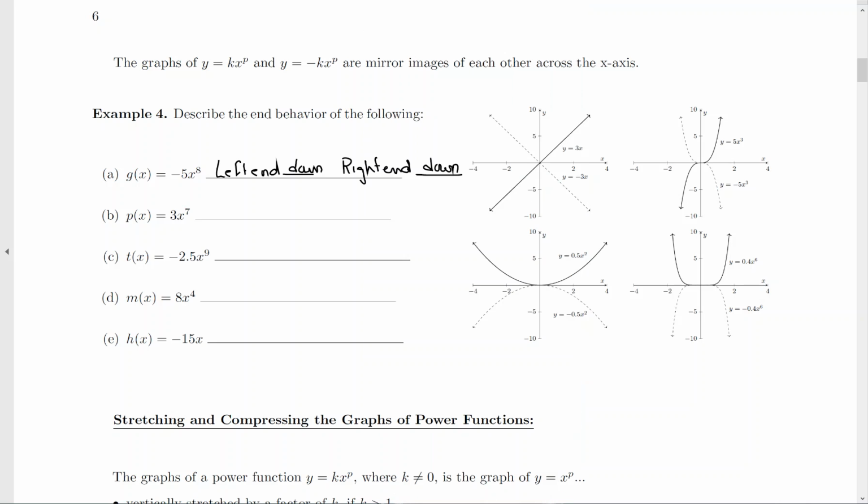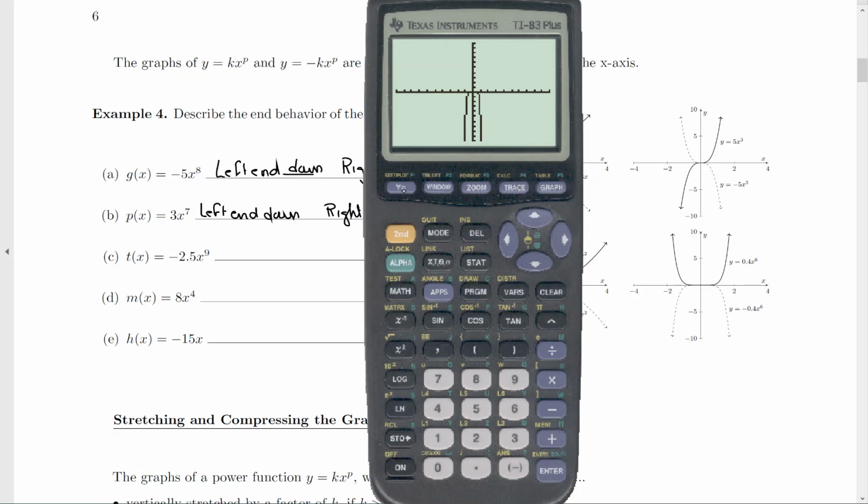Right. So positive 3x to the 7th. 7 is an odd number, so I know it has origin symmetry. So I'm going to, again, look at what's the left end doing versus the right end. Because it's a positive 3 in front, the left end is down and the right end is up. It's going to be going uphill, kind of like a positive slope, if you will. Left side down, right side up. All right. And again, you can confirm that with your calculator.